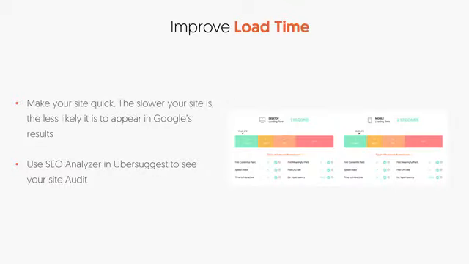It's also the same reason that you want to improve your load time. And if you don't know how fast your website load time is, go to Ubersuggest, click the site audit report in the left-hand navigation, put in your URL, and scroll down and you'll see your site speed, and it'll tell you what to fix to make it faster as well.